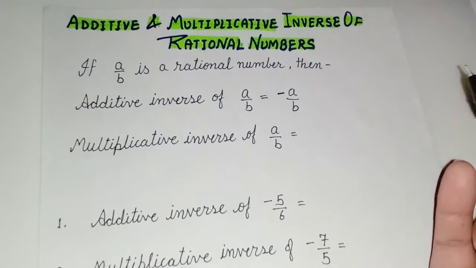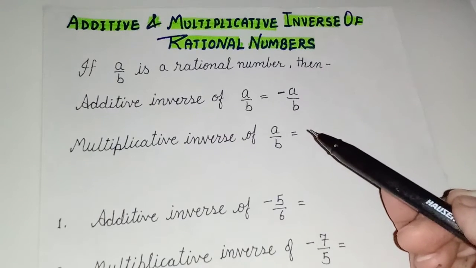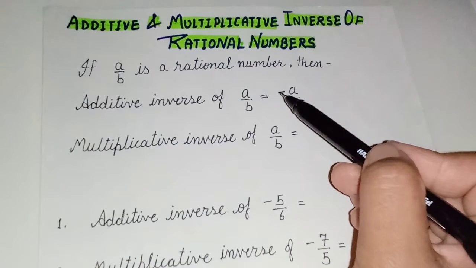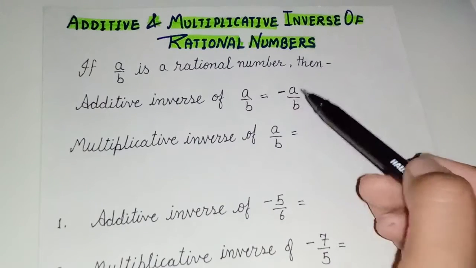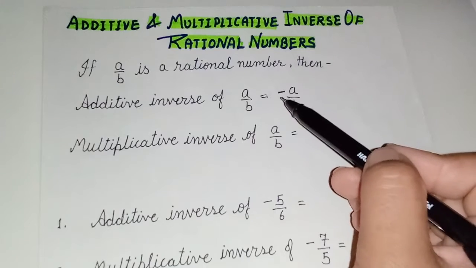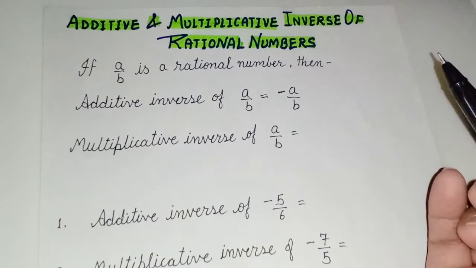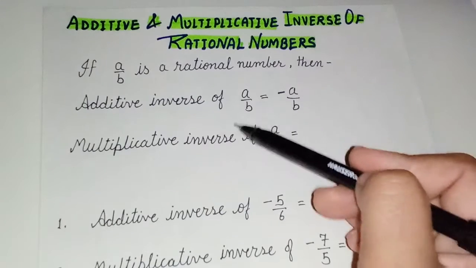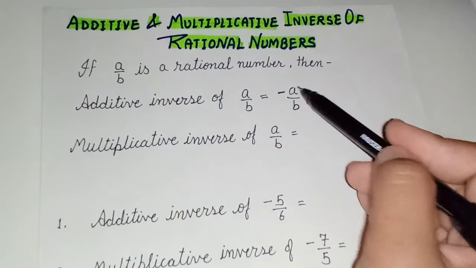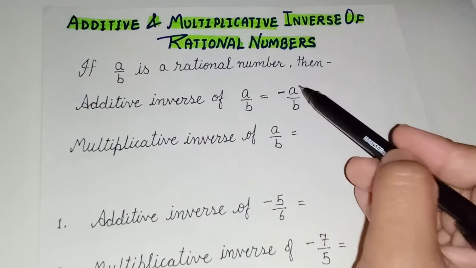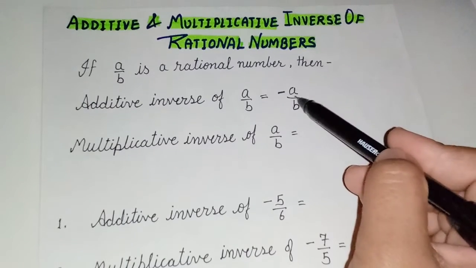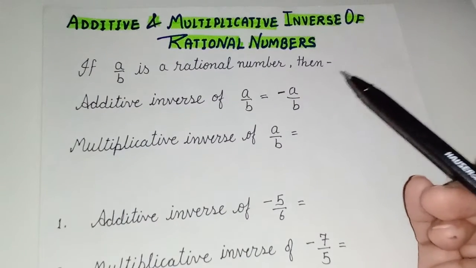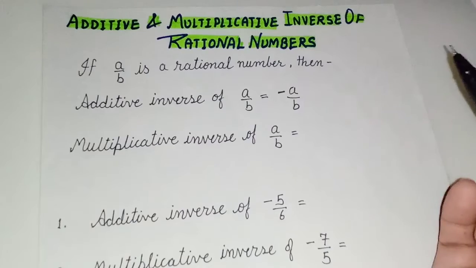In additive inverse, you just have to take opposite sign with the given rational numbers. This minus can be written anywhere, either with numerator or with denominator or just here as in common. Right? It doesn't make any difference. So additive inverse of A upon B is minus A upon B, and vice versa, means additive inverse of minus A upon B will be positive A upon B. Just change of the sign of the rational numbers.